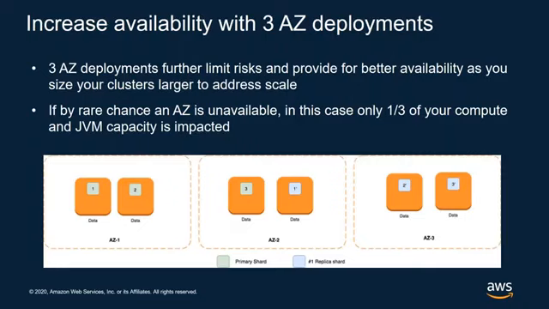So let's say by rare chance that an AZ is unavailable. In this case, if that AZ was not there, you would lose only 1/3 of your compute and JVM capacity when it comes to serving your search offering. Now, if you leverage the proper number of replicas, the Amazon Elasticsearch service is constructed in such a way that it will deploy the primaries and replicas across those availability zones so that you can have 100% coverage of your data redundancy in the event of the AZ failure.